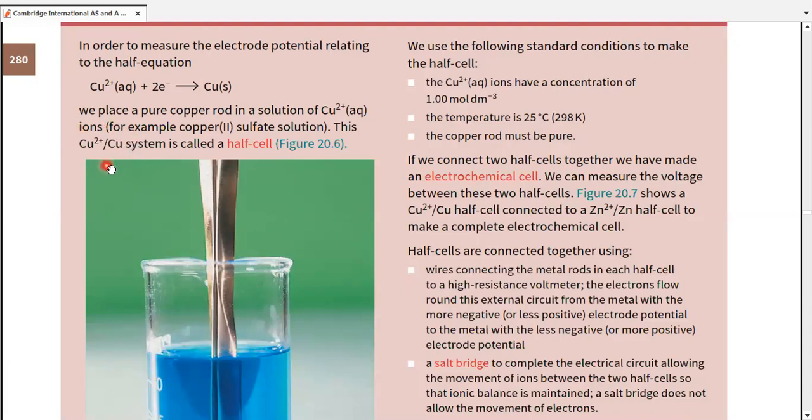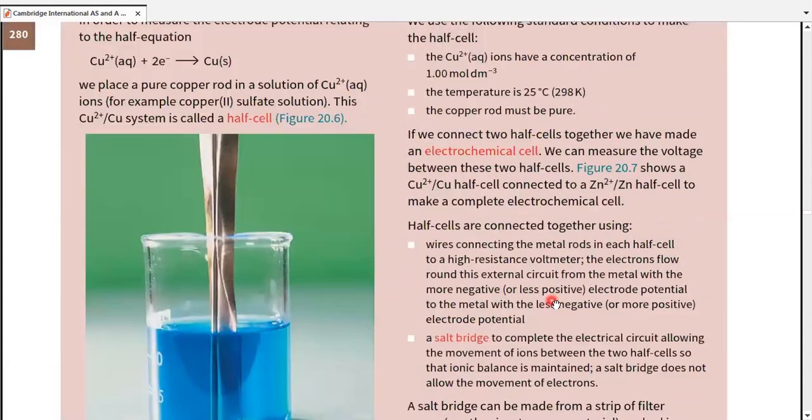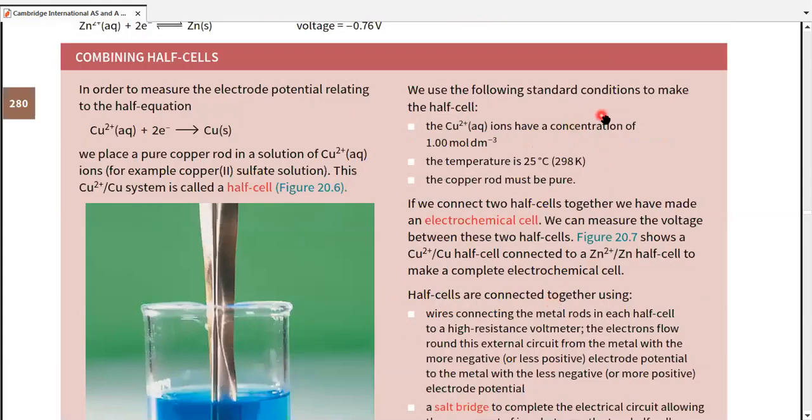This is a proper way of writing this. So mind that we're going to use this way of writing a lot in the coming portions. So we use the standard conditions to make the half cell. Number one, copper ions are present in the condition of 1 mole per decimeter cube. I've already told you that.